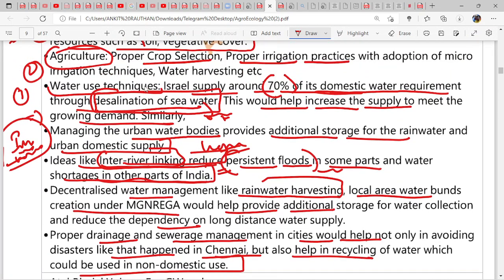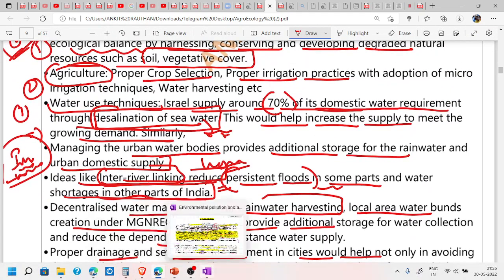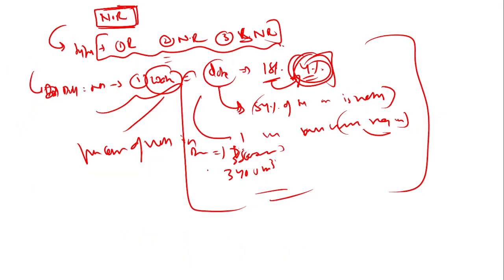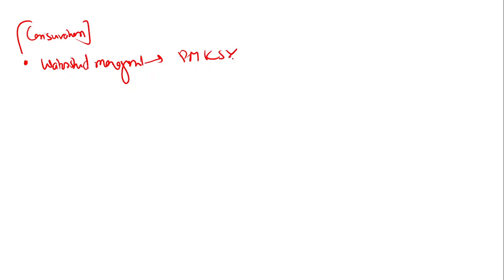So all what you have understood is how we can conserve water, right? So conservation, if you talk about conservation, how we are doing it, we can go for watershed management. It is being done under PM Krishi Sinchai Yojana. We can go for what? Best agricultural practices.